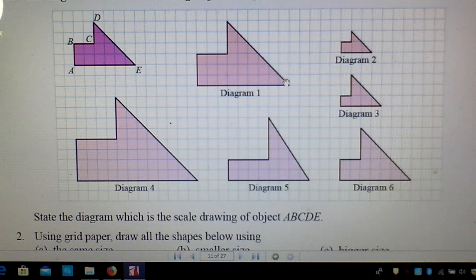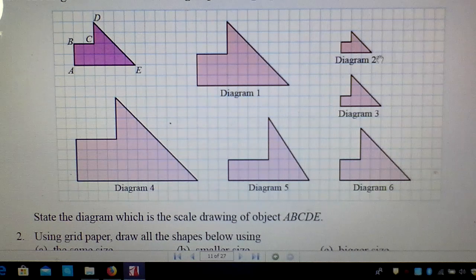Okay, how about this one? Can we get? Okay, this one also we get 2 to 3. Yeah? Here you can see the diagonal line. You can check. 1, 2, 3, 4. 1, 2, 3, 4, 5, 6. 4 to 6 means 2 to 3 also. So diagram 1 is the scale drawing for this object.